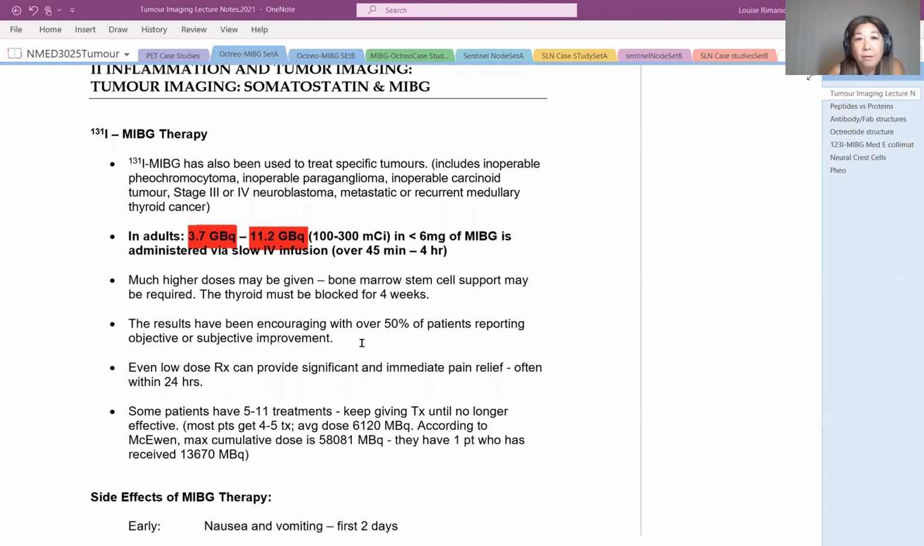So you might say, well, how successful has this been? The results have been encouraging, with over 50% of patients reporting either objective or subjective improvement. So while it's not necessarily going to cure them, it may prolong their life, or at least give them a better quality of life. And they've shown that even low doses can provide significant and immediate pain relief, often within 24 hours. Patients can have multiple treatments.